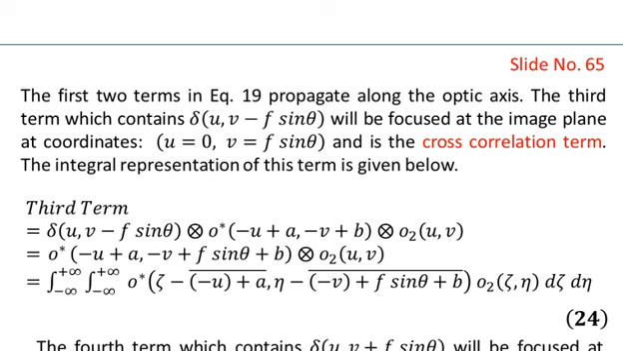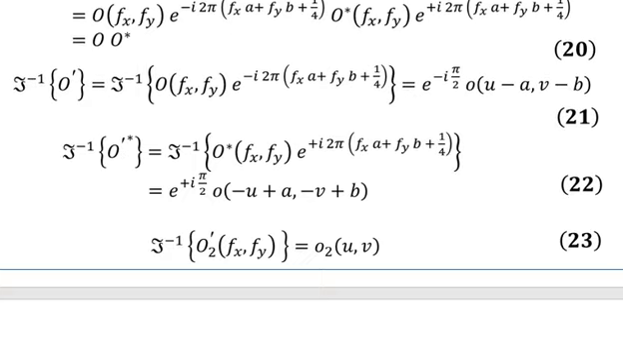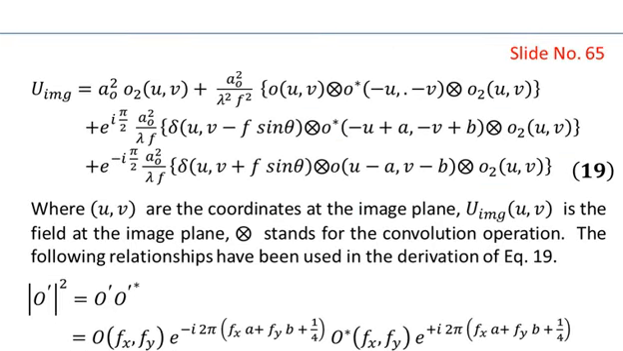The first two terms in equation number 19 propagate along the optic axis. Look at the first two terms in equation number 19, that is this term and this term.